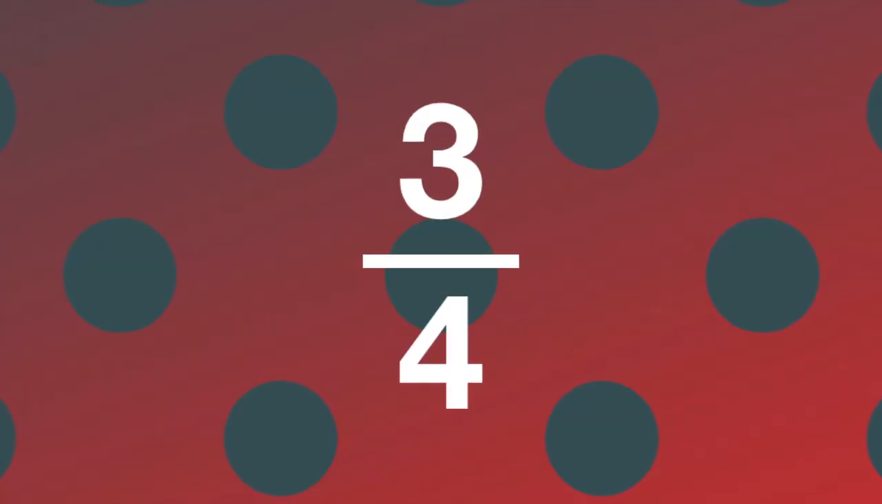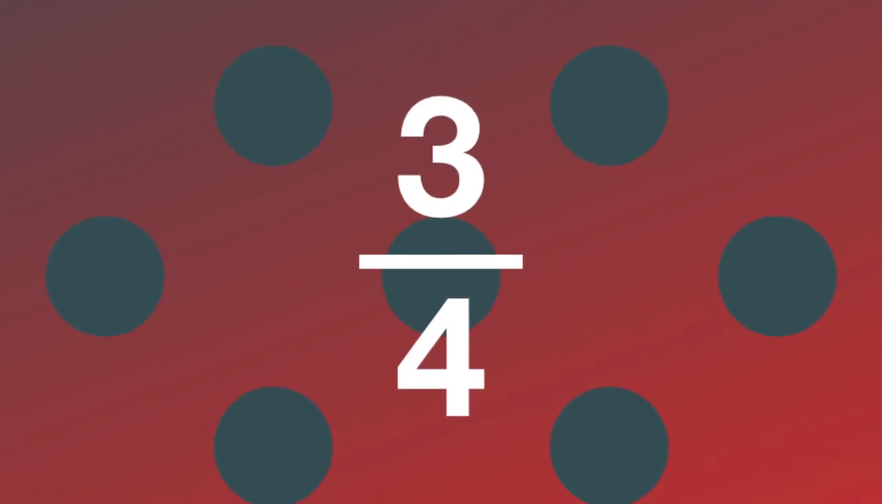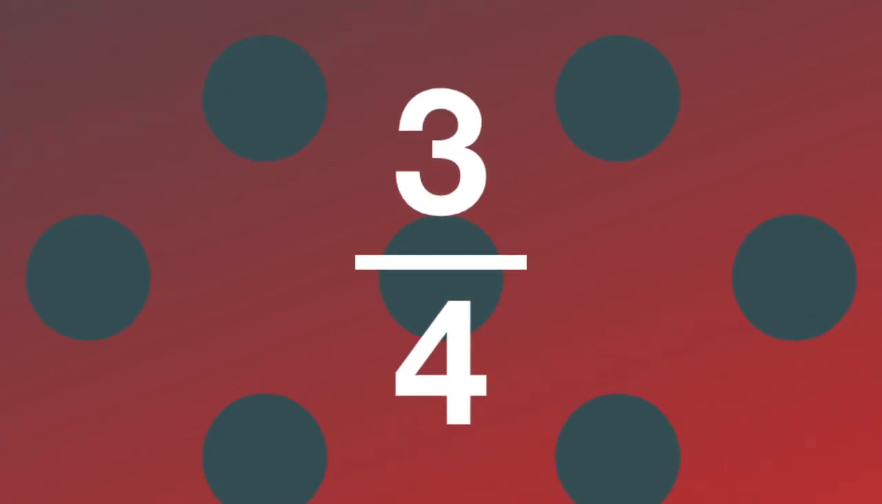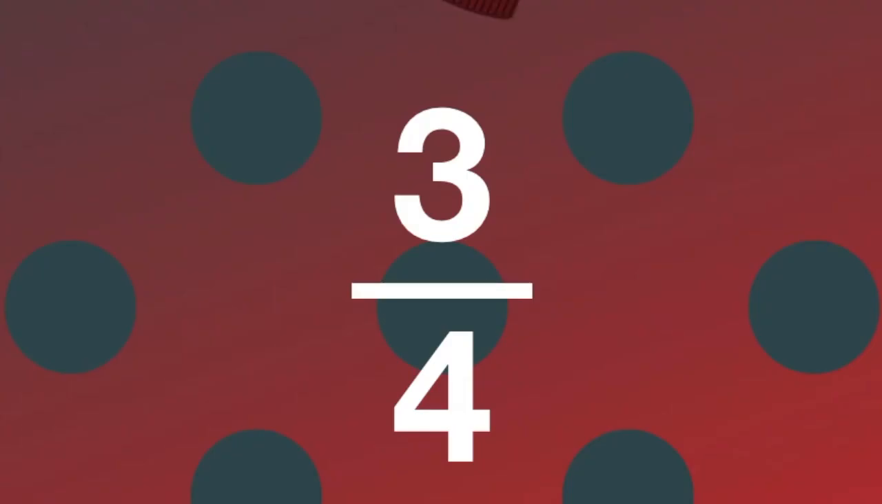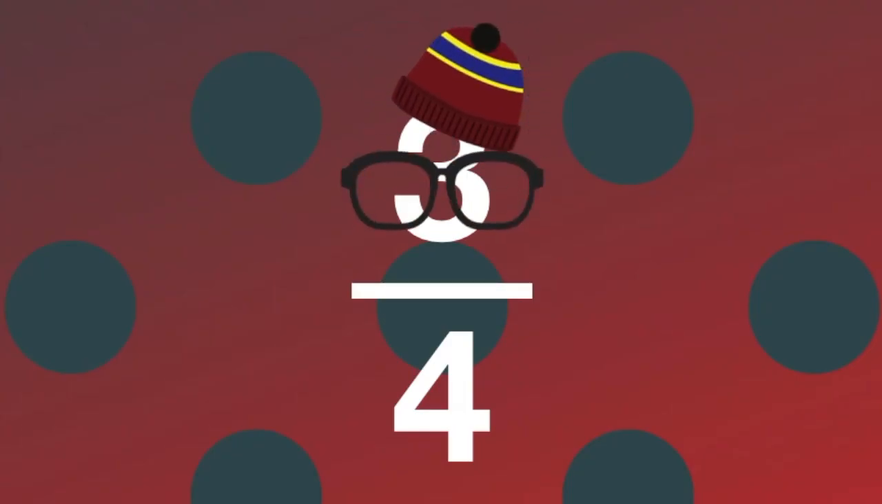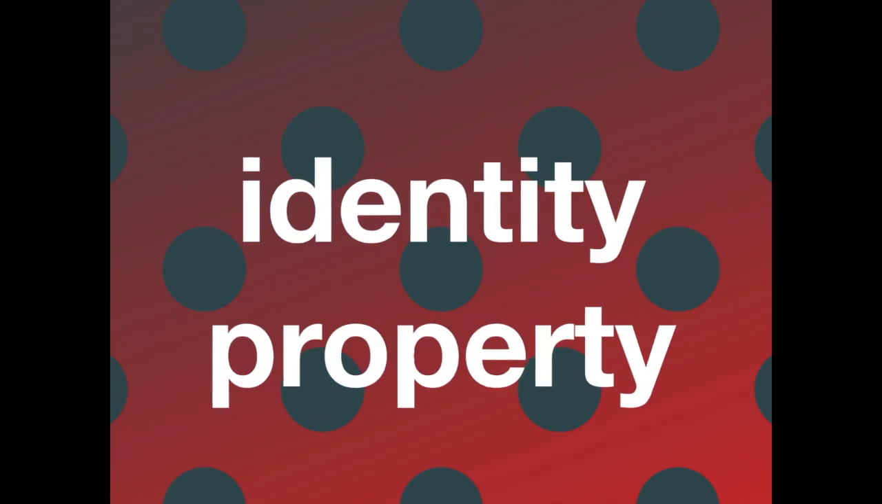The nice thing about fractions is they can be almost whatever you want them to be. Have 3/4, but you want something else? Okay. You can disguise 3/4 a lot of different ways by finding equivalent fractions using the identity property.